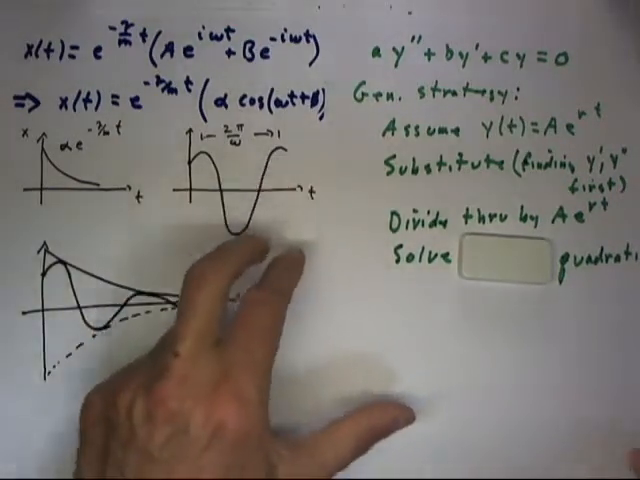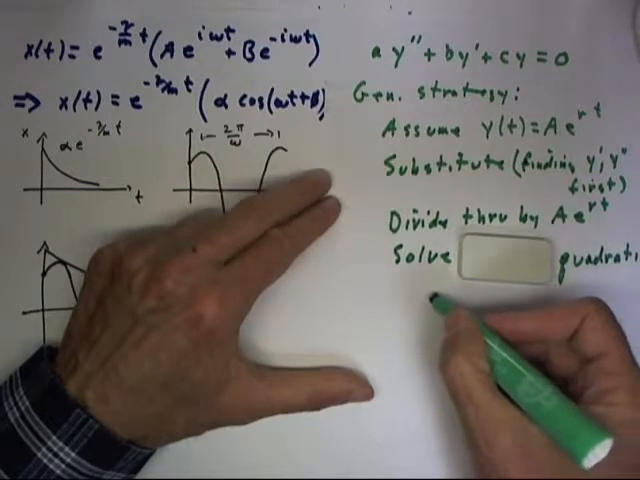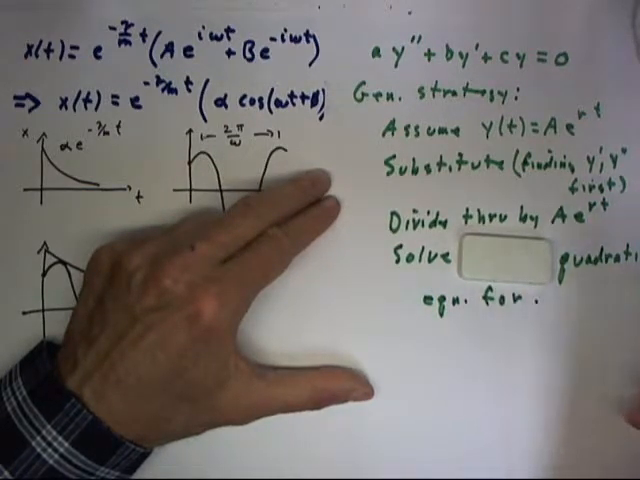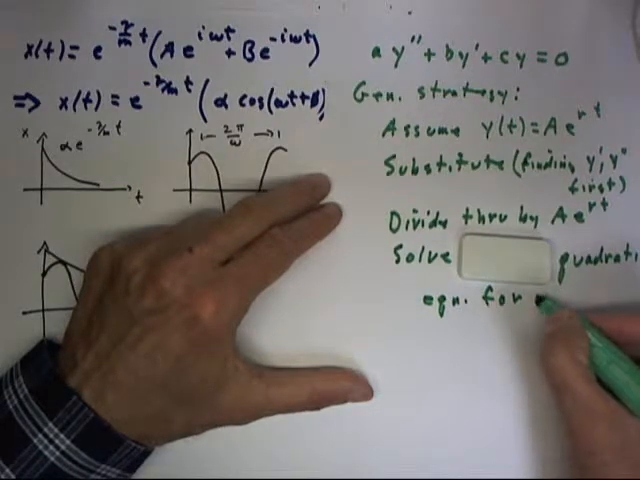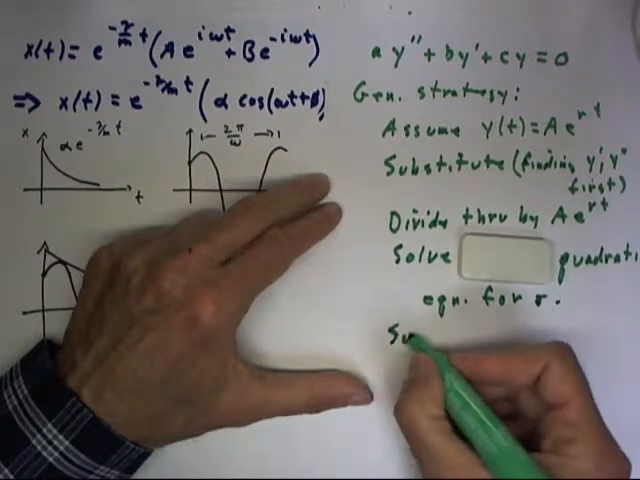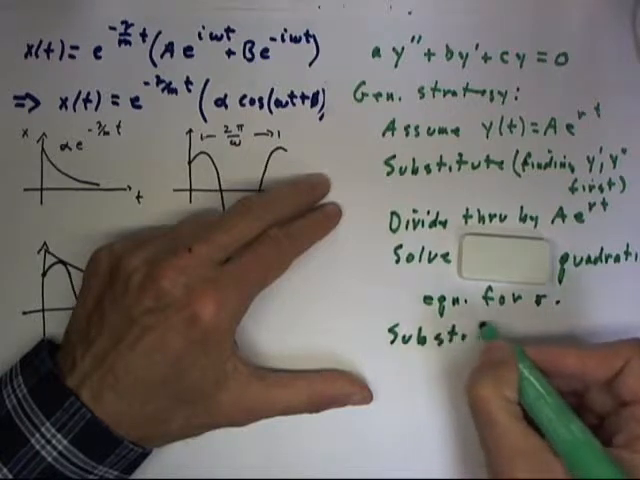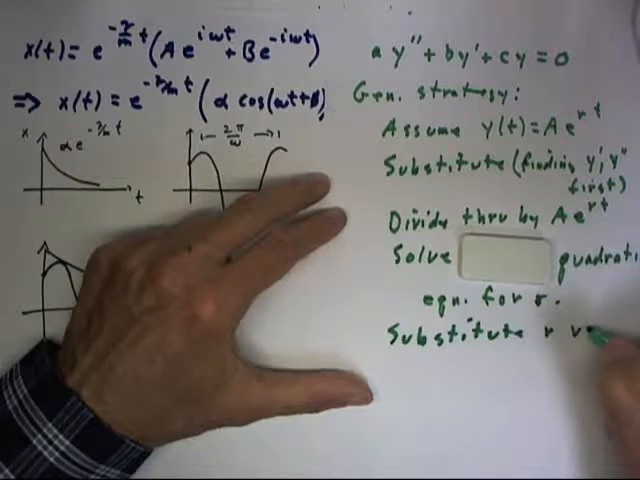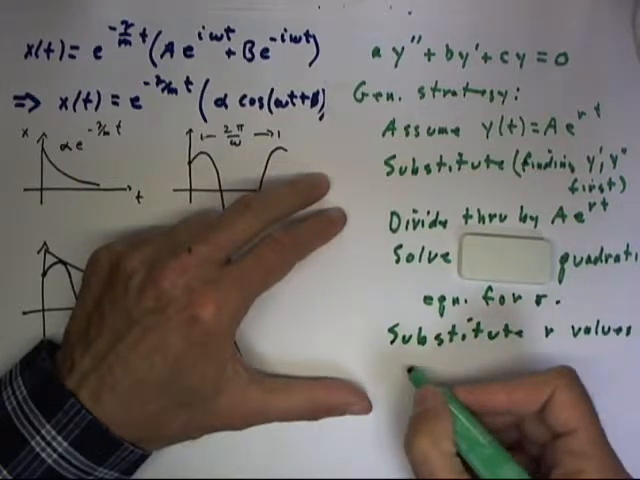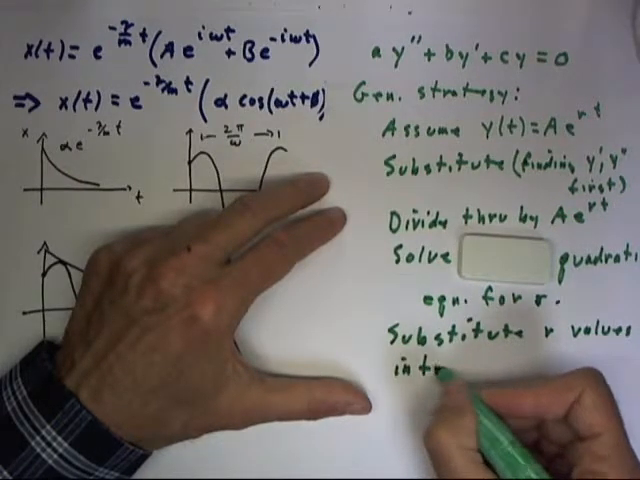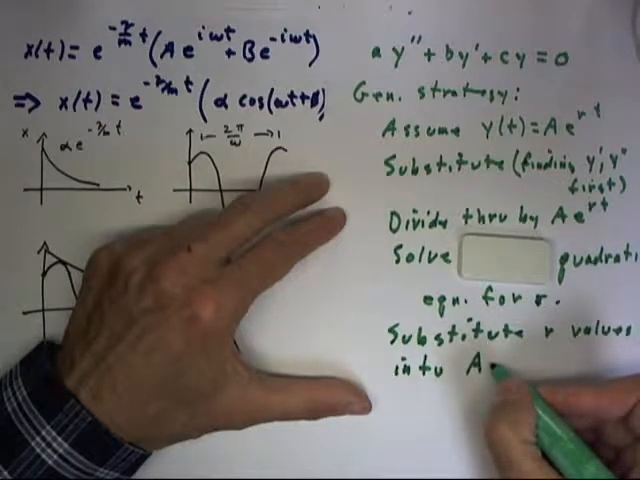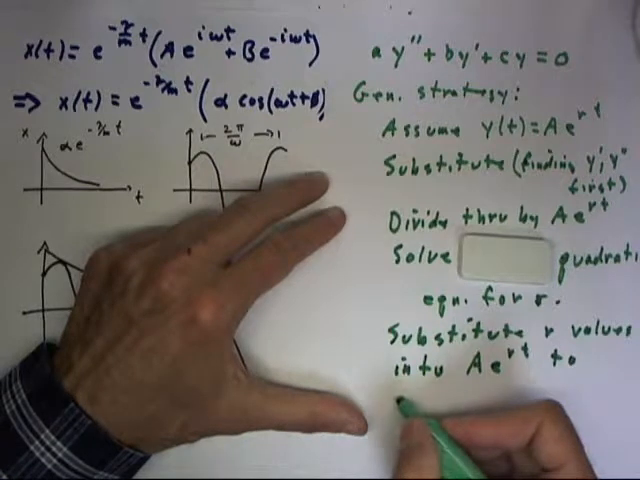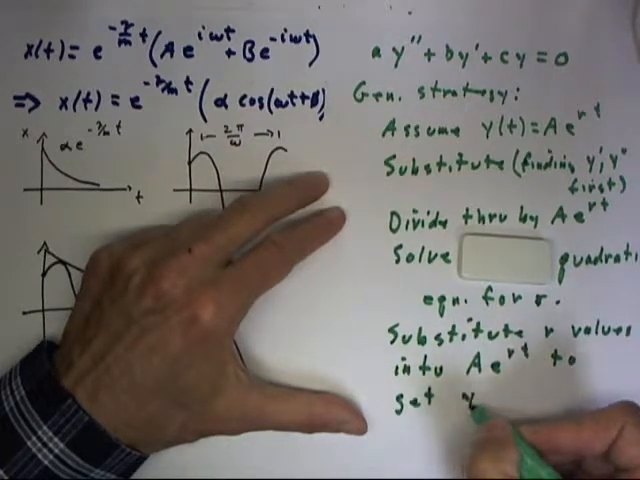So we solve the quadratic equation for r, and then we substitute the r values into a e to the rt to get our y function.